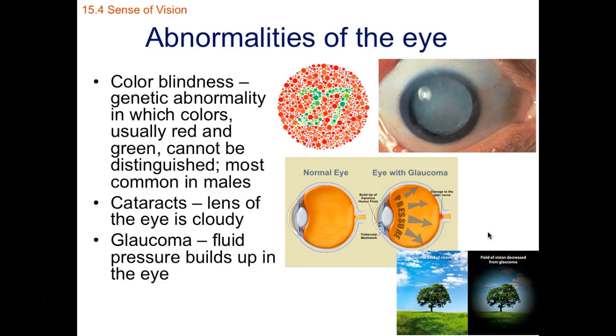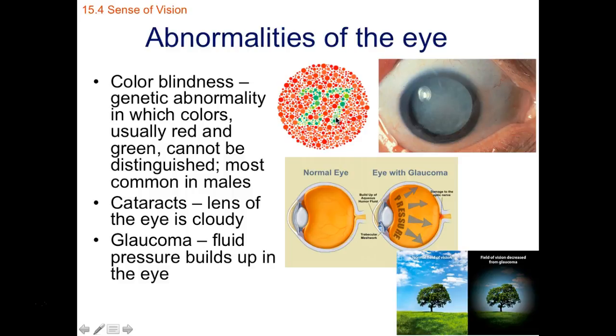Now, as far as abnormalities of the eye, some people, mostly males, will have color blindness. And this is a genetic abnormality in which our colors, which typically are red and green, can't be distinguished. So they do a test where they show you a bunch of these little dotted circles, and we'll have a number in there, and they'll ask you what number you find in the circle. For those that are colorblind, you won't see any number at all in here. But most of us who do have our color vision will see the number 27.